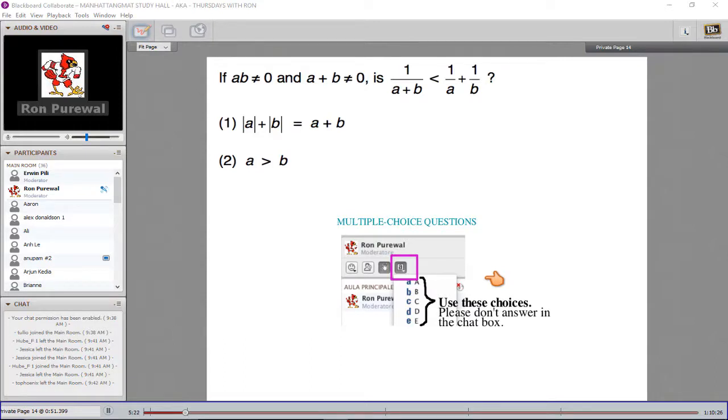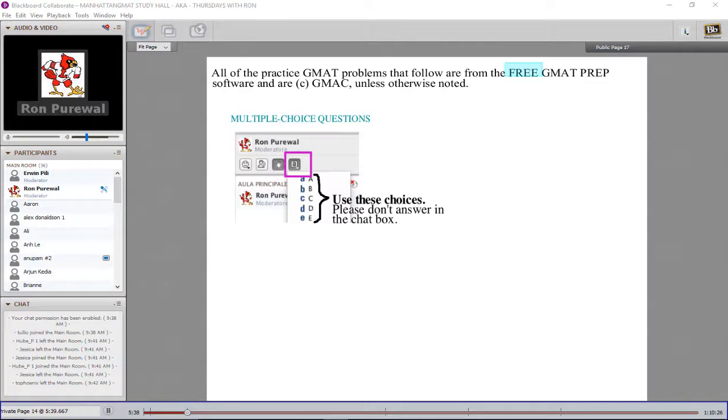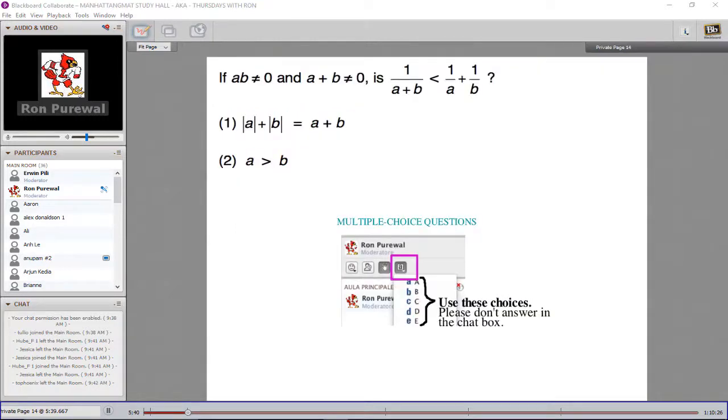Okay, let's talk about it. All right, I got a bunch of stuff here. And remember what today's topic is, by the way, which is number properties. There's going to be some percents in there and stuff too, but you should know these have to do with some sort of property type of thing.